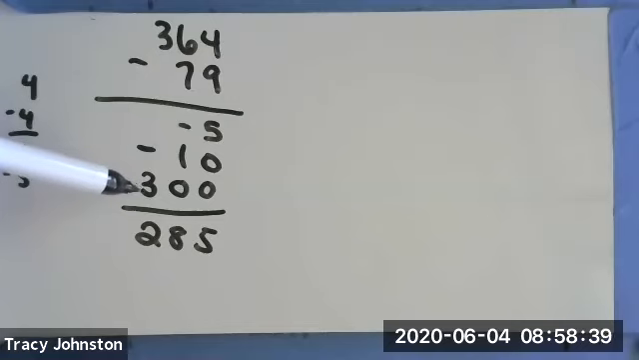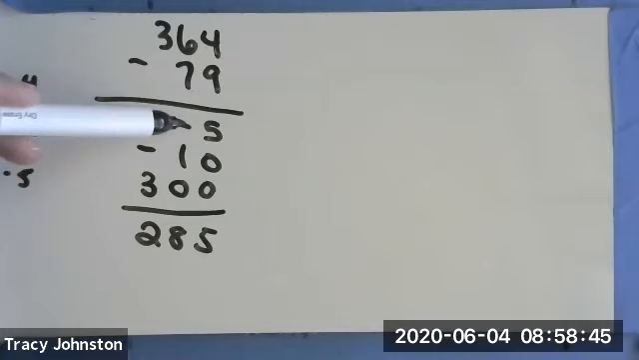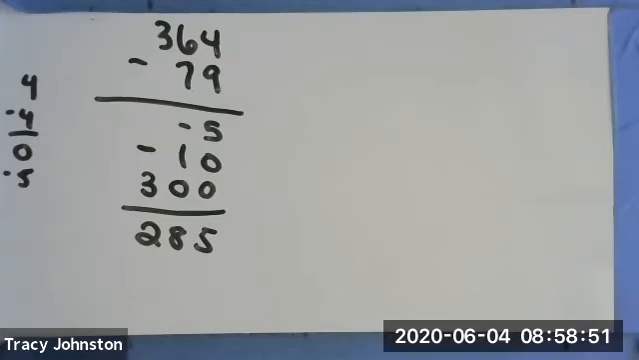Then I strongly suspect that they started at 300 and took away 10 to get 290. They took away 5 more to get to 285. I don't think that the student knows an algorithm.